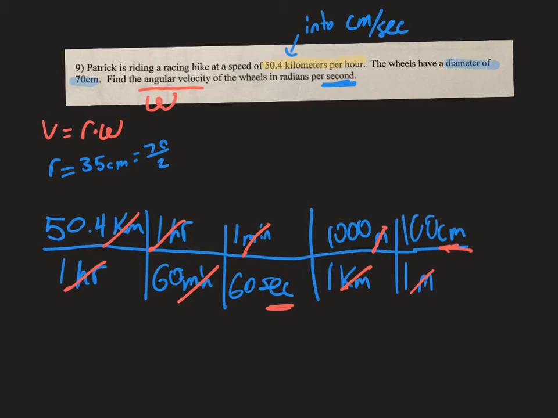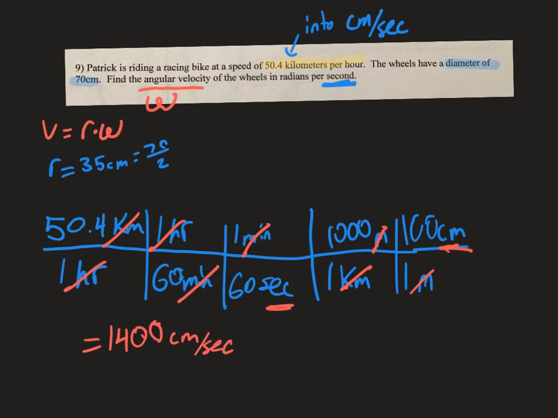If we multiply all of this out, 50.4 times 1,000 times 100, and divide by the 3600 seconds, you should get that we have 1,400 centimeters per second. Great.